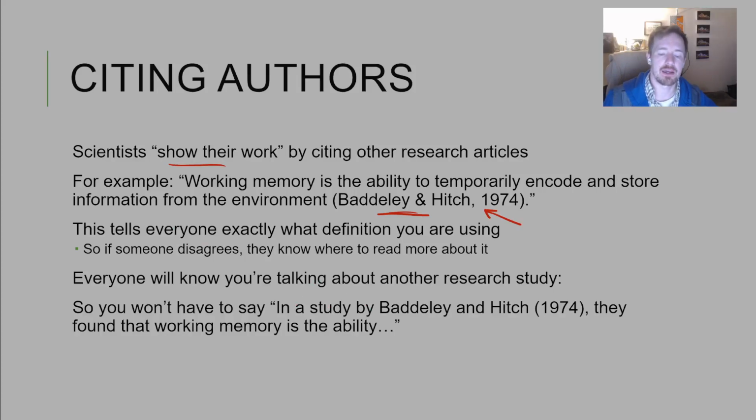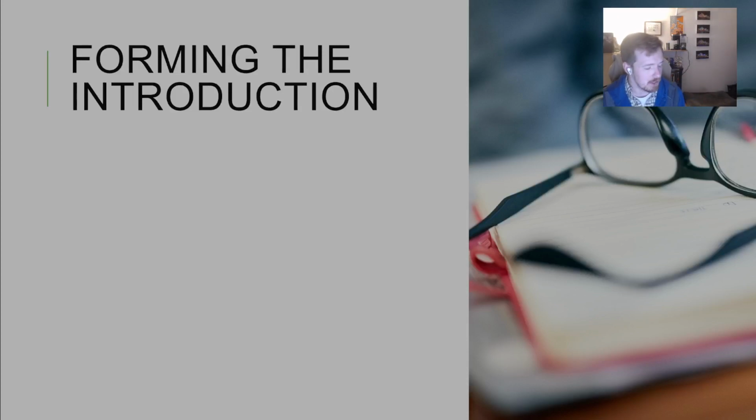You don't have to say, in a study by Baddeley and Hitch, they found that working memory. You don't have to say that. And the reason why is because if you're putting something in a parenthetical statement right here, we know that you're doing that because you're referring to a study by Baddeley and Hitch. We don't need that extra info because it's implied. So you could just say, Baddeley and Hitch found that working memory is the ability, if you wanted to. You don't have to say in a study because we know it's in a study. We know that because you have the citation, and so we can look down at the references and we'll find that it is a study.